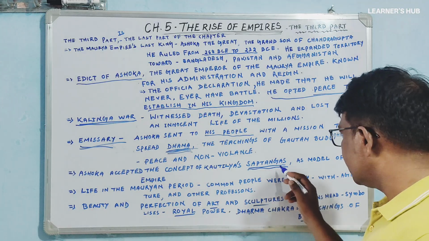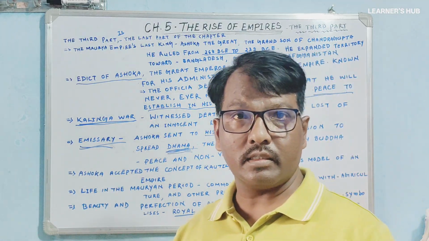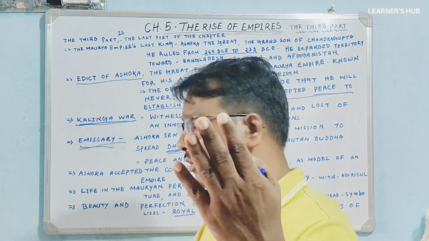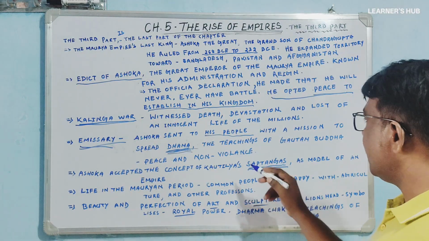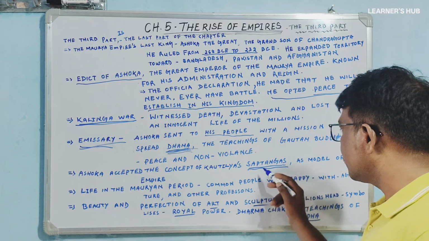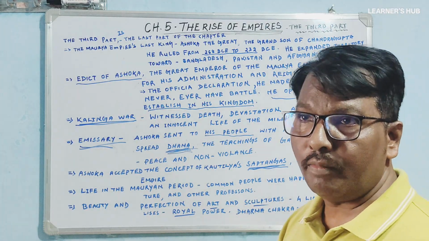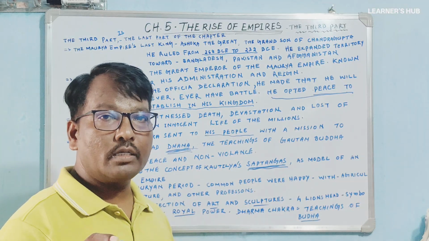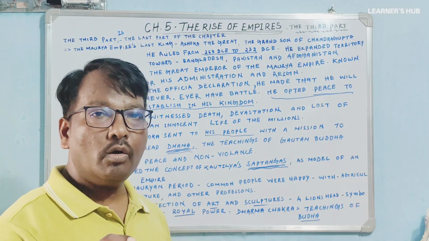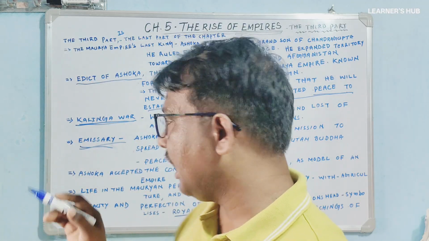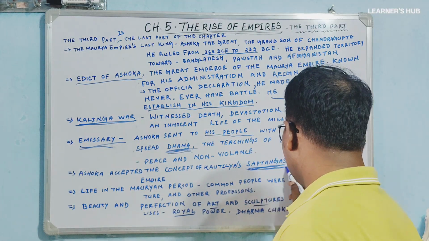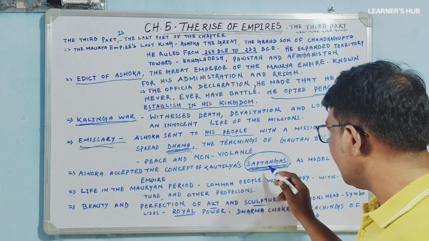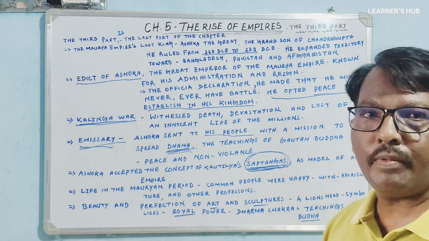Therefore, Saptanga, yesterday I was talking in part 2 of the same chapter. What does Saptanga mean? Again I am repeating, Saptangas means this concept of a kingdom. There are 7 angas, 7 parts which a king or an empire must have. I am not going to elaborate this matter. And where was the Saptanga concept mentioned? In the book of Arthashastra.